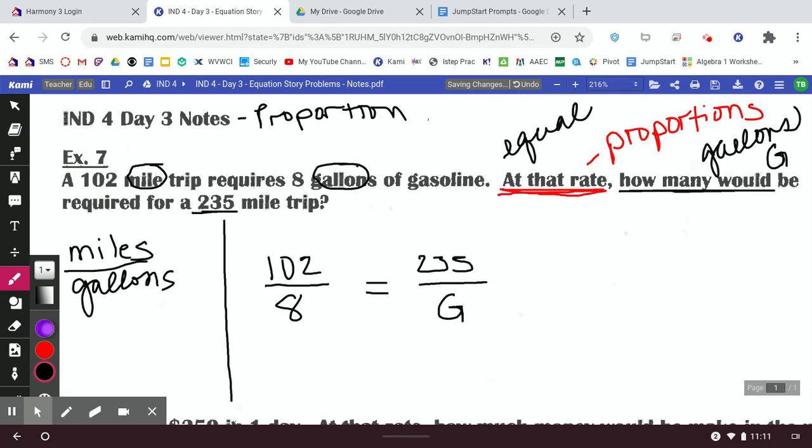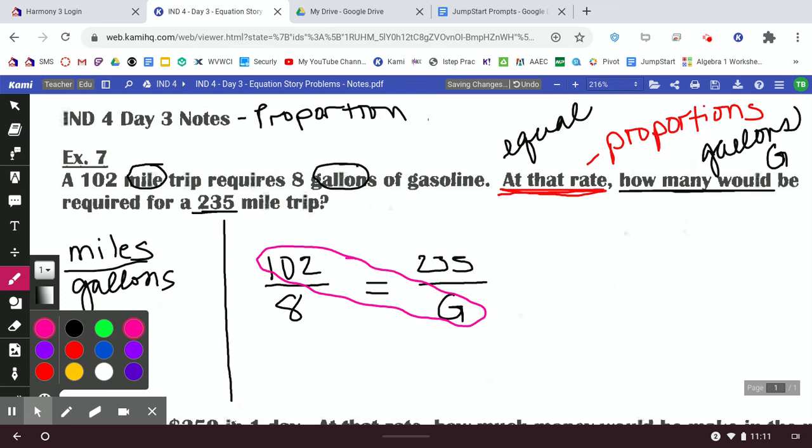Well, now we go back to week 1. How did we solve when you've got two fractions equaling each other? You solve with cross multiplication. I'm always going to cross multiply my variable first because I like to keep my variable on the left. So G times 102 is simply 102G equals, and then I cross multiply the other way: 235 times 8. Your numbers are going to get kind of big, so you're going to use a calculator for these. And you get 1880.